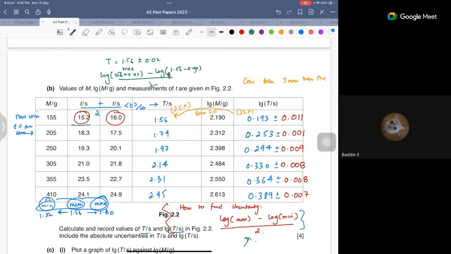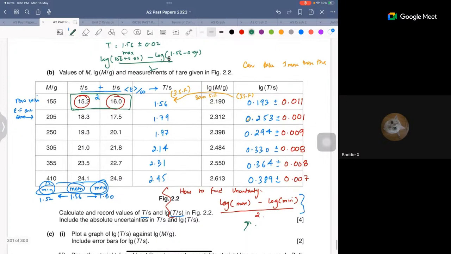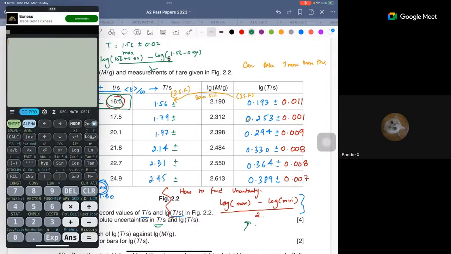This question has not given us the uncertainty directly, but the range of the values. So we don't write plus minus after 1.56 to find the uncertainty in the time. If you want to do that, you can obviously add it, no worries. But they have asked for this. So what is it? You subtract these two and divide by 2. Like 1.6 minus 1.52 divided by 2, 0.04. You get it?